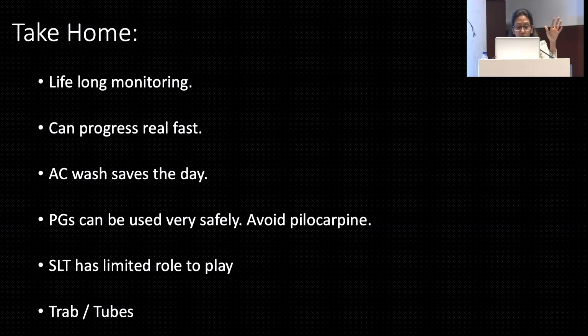Prostaglandins can be used very safely. Avoid pilocarpine. SLT has a limited role to play. TRABs and tubes work very well. TRABs, if the patient is older, yes, TRABs work very well. If the patient is younger, say between 10 to 20 or even younger, then tubes work very well.